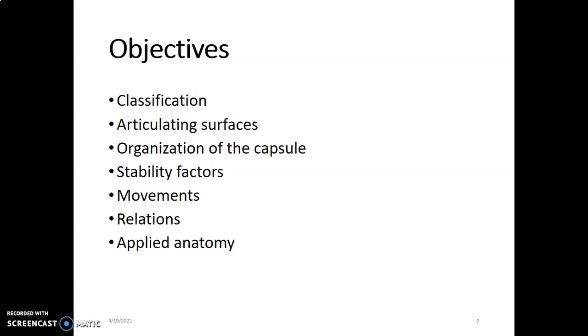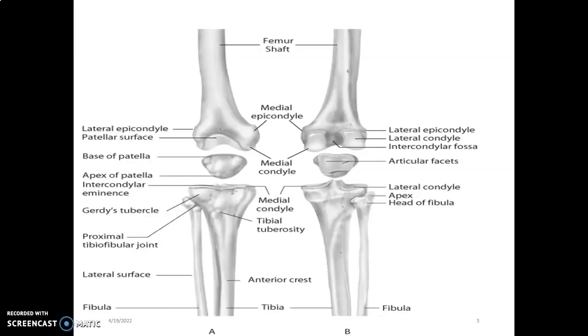So again, as with any joint, you need to classify it, know the articulating surfaces, the stability factors, the movements and the muscles that cause the movements, the relations of the joint, neurovascular supply, and applied anatomy.